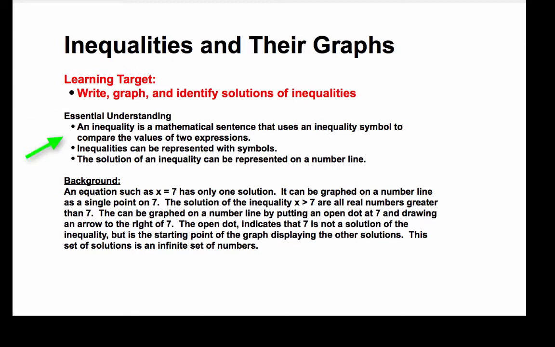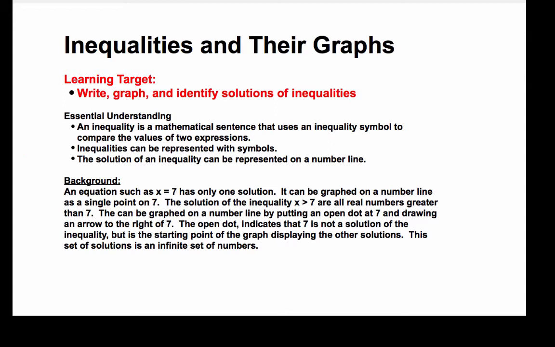Some essential understanding that we need to have from this lesson. First, an inequality is a mathematical sentence that uses an inequality symbol to compare the values of two expressions. Also, inequalities can be represented with symbols, and the solution of an inequality can be represented on a number line. Some background information for this lesson.